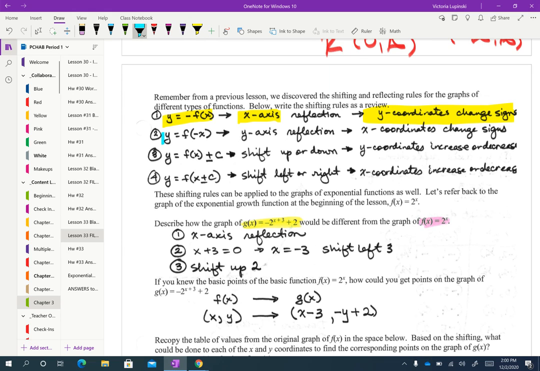That, of course, would be different than if you put a negative on the inside. That would be a y-axis reflection, which, of course, means the x would change its sign. And if you're talking about inside of an exponential function, you're talking about up in the exponent. If you were to have a big plus or minus on the outside, that's what shifts you up or down.